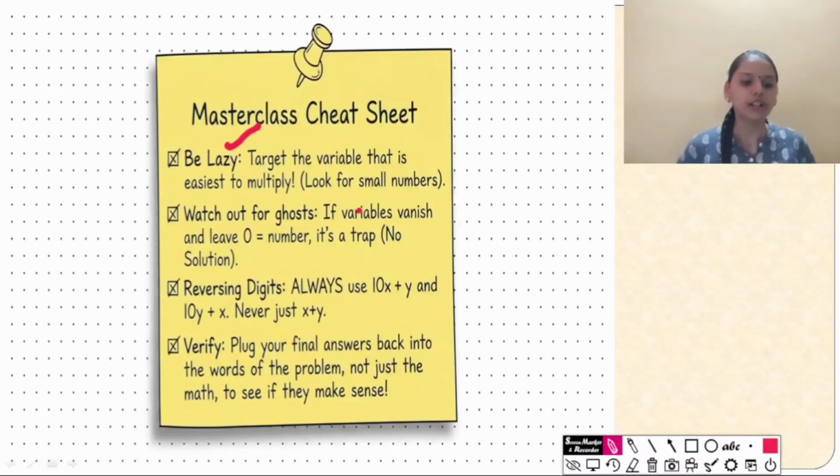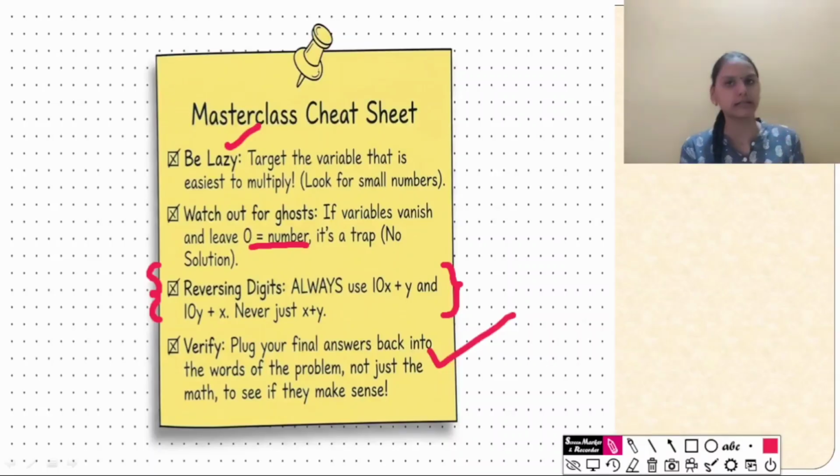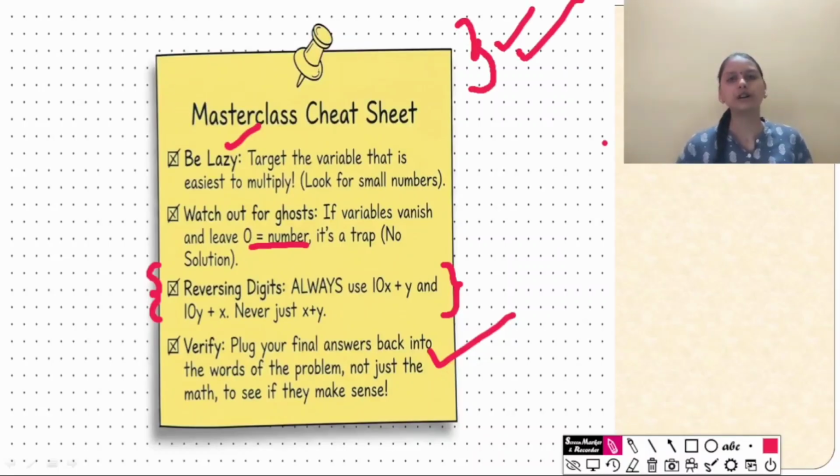Watch out for ghosts. Now what are ghosts? If the variables vanish and leave 0 is equal to a number, it's a trap, meaning no solution. Next, this is the thing which I'll explain in the next video. Now, next is verify. Plug in the x. If you have found x, then solve for y. If you have found y, then solve for x. That's it. This is the last summary for you of the elimination method.